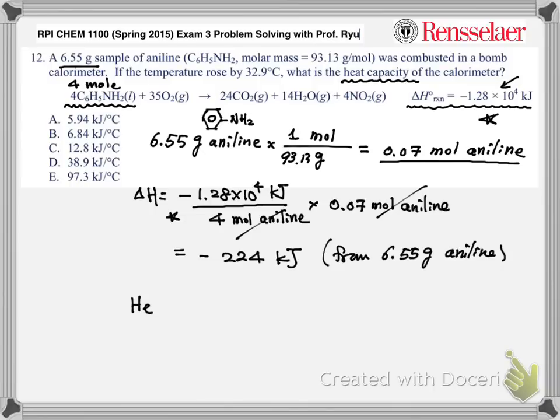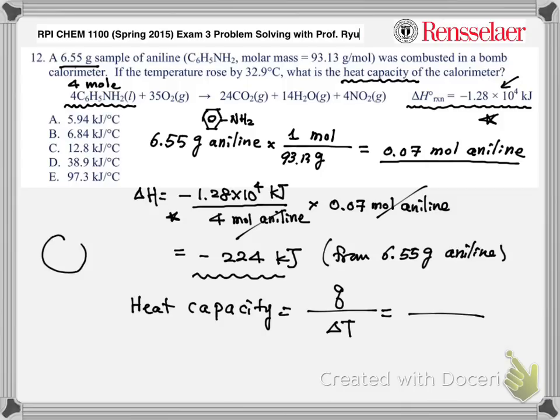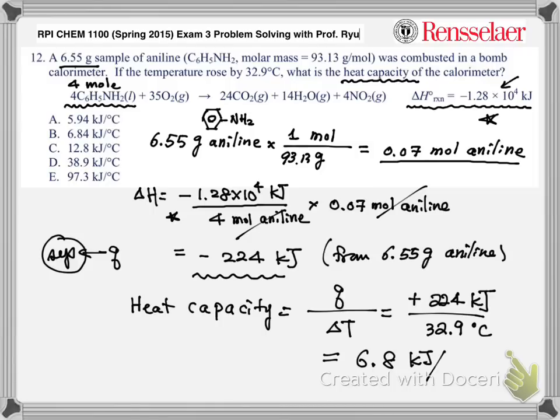So for the heat capacity, this amount of heat was given from this reaction, and then we need your delta T. If this is your calorimeter, the heat was given from the reaction, so they actually switched the sign because this amount of heat was given onto the system, and your delta T was 32.9 degrees C. If you do that, you will get about 6.8 kilojoule per degree C. So the answer for this is B.